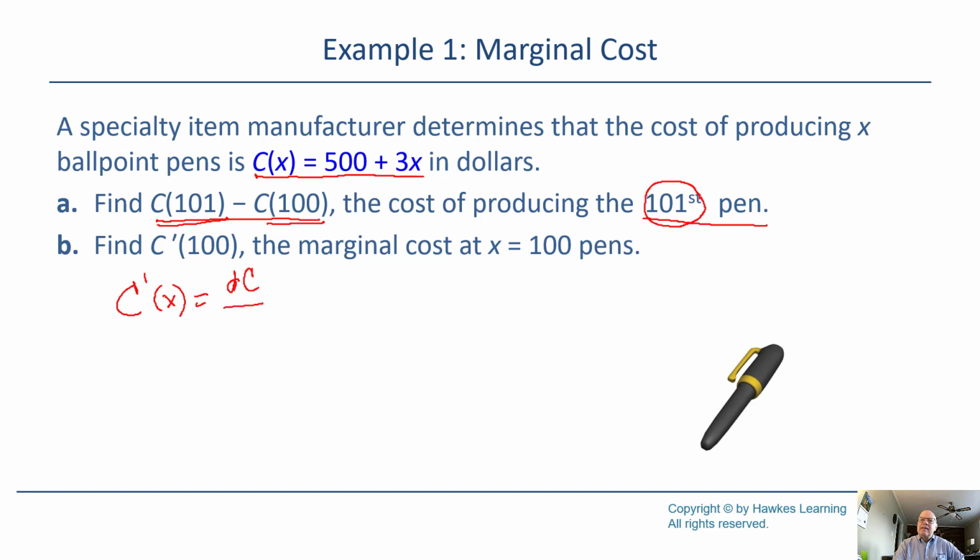dC/dx, which means the derivative of the cost with respect to X, the number of ballpoint pens in this case. Well, this is pretty easy. 500, the derivative of this is 0, the derivative of this is 3, and there's my derivative. And since there isn't even an X there, then the cost of making the next pen is $3. If there were an X there, then you put 100 into the X, and you get that answer.